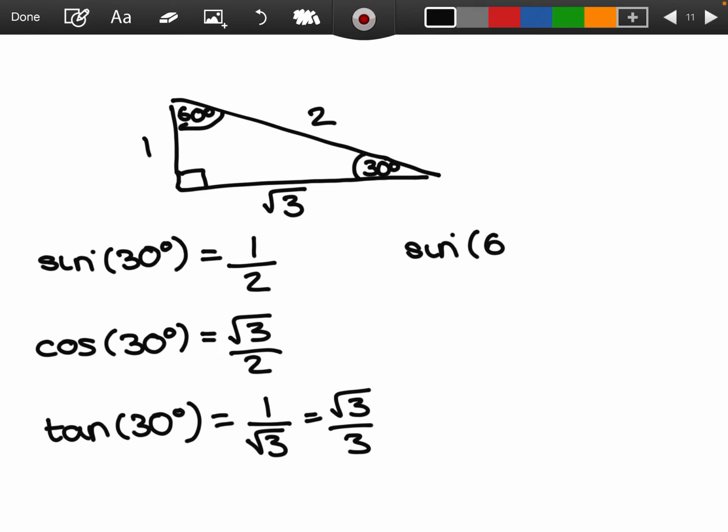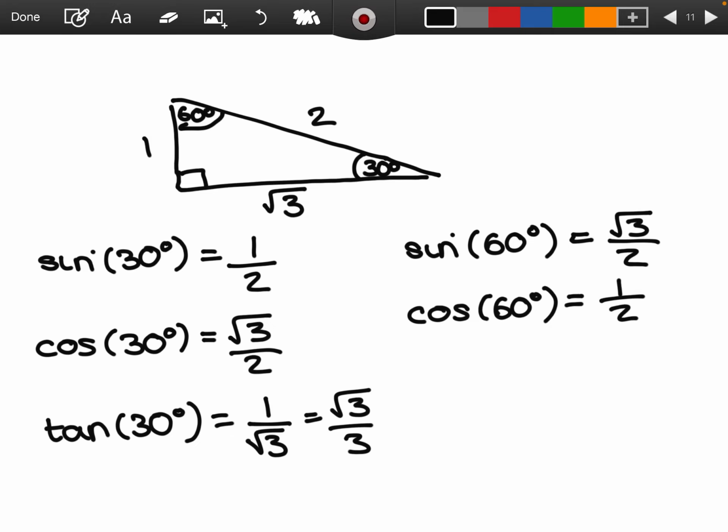And you can do the same with 60 degrees. So sine of 60 degrees. Now it's the side that's opposite 60 degrees divided by the hypotenuse, which is going to be the square root of 3 over 2. Then cosine of 60 degrees is going to be the side adjacent to 60 degrees divided by the hypotenuse, which is 1/2. And tan of 60 degrees is going to be opposite divided by adjacent, which is the square root of 3 over 1, which is just the square root of 3.